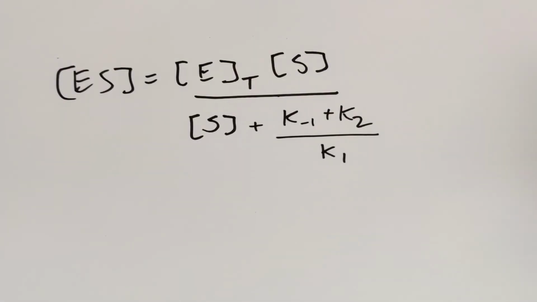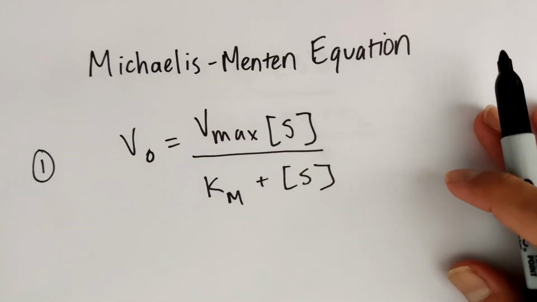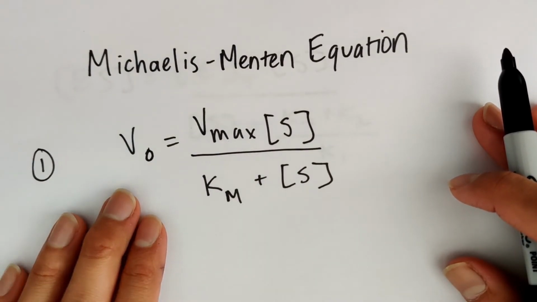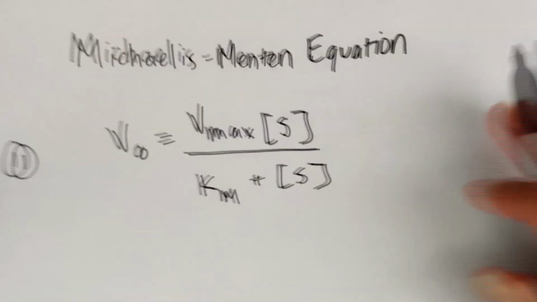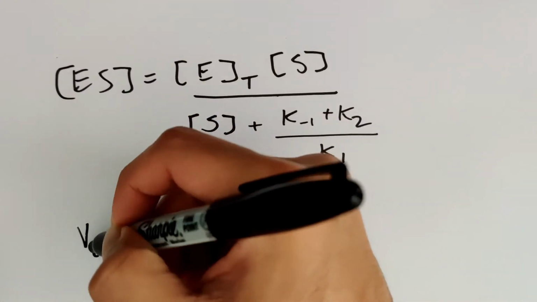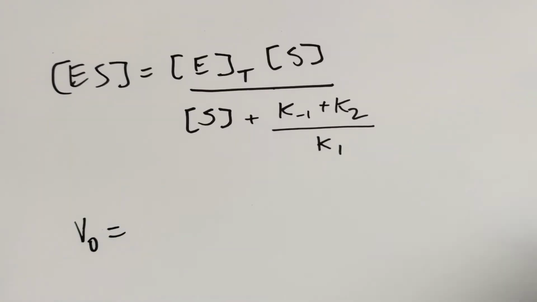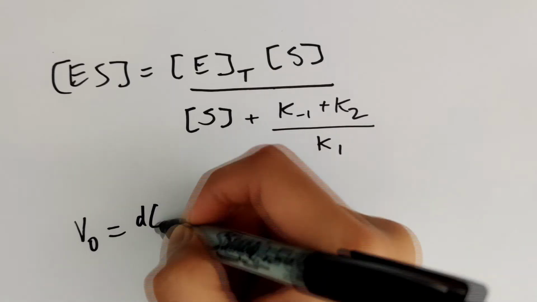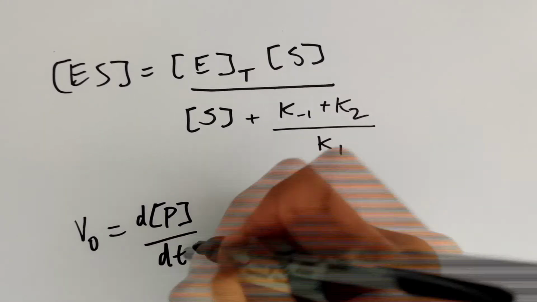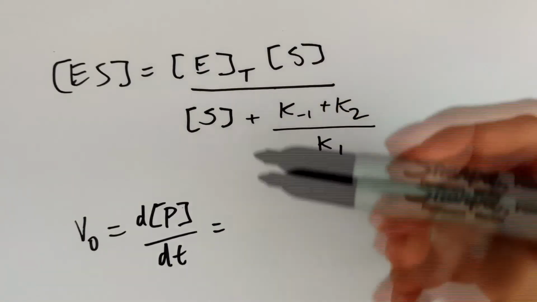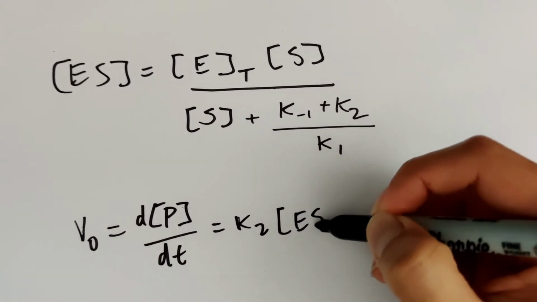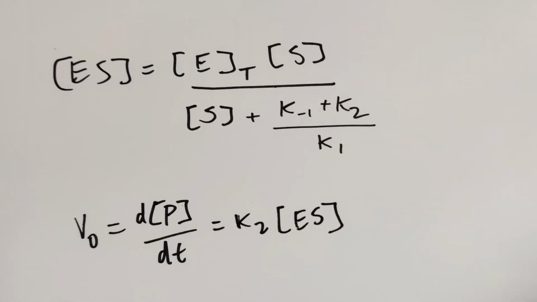Alright, so if we refer back to the Michaelis-Menten equation, we see that this involves the enzyme reaction rate, which would be referred to as velocity, V naught. Okay? V naught, which for this, we're observing the change in the product that's being formed over time. Okay? And because this is product being formed, we'll be looking at K2 reaction rate times concentration of enzyme substrate.